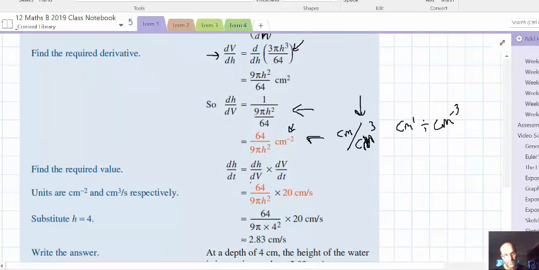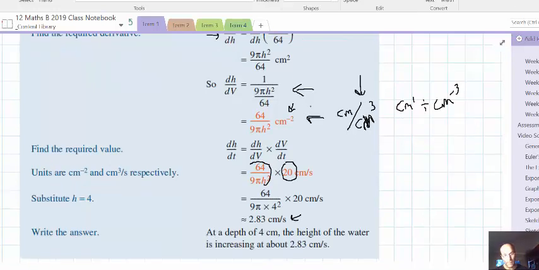So we've got our dh/dv that gets inserted in here. We always had dv/dt. We multiply that together and we get 2.83 centimeters per second for our height changing per unit time. Because the substitution was made here for when the depth is equal to 4, at that point we've got 2.83 centimeters per second.